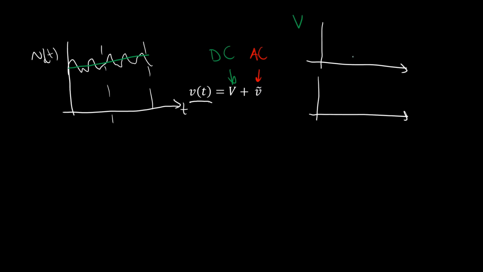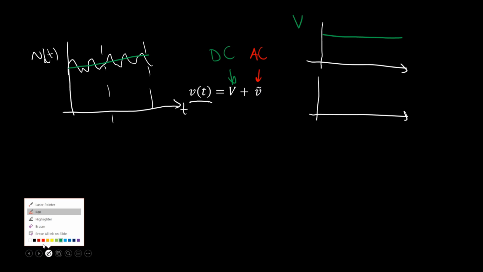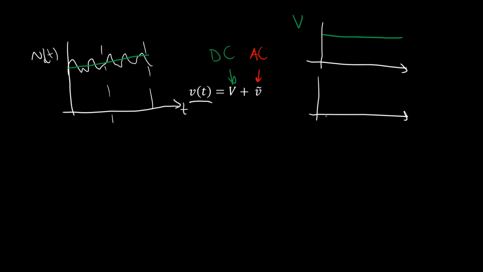So the V as a function of time isn't really a function of time, right? It's constant. And then the AC bit, again, there's no DC component of this, so it must be centered at 0. Maybe it's periodic, who knows, but I'll draw in the periods. I'll draw in the switching periods. And it varies around 0.